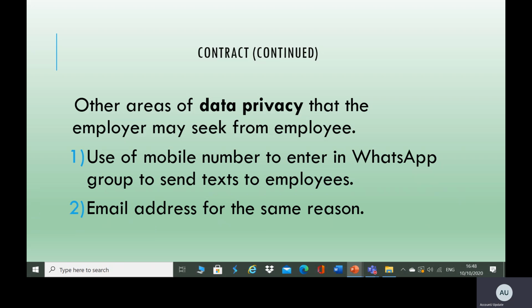So other areas of data privacy that the employer may seek from an employee would be the use of mobile phone numbers to enter in a WhatsApp group to send text to employees. So rather than sending 5, 6, 7, 27 texts to 27 different employees, put them in a WhatsApp group and just send them one text and they all get it, but you must get permission to do that. And the email address for the same reason. You might want to send the email, so rather than send them to everybody individually, you send a group email so all can get it, and it saves time. And that's the end of that slide.